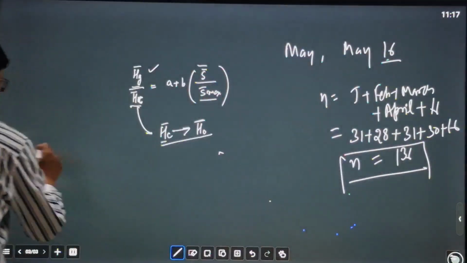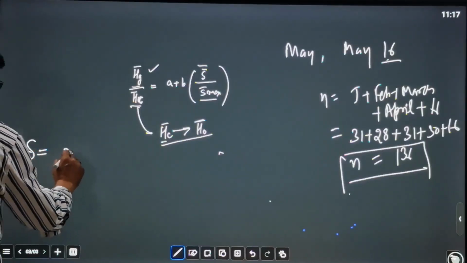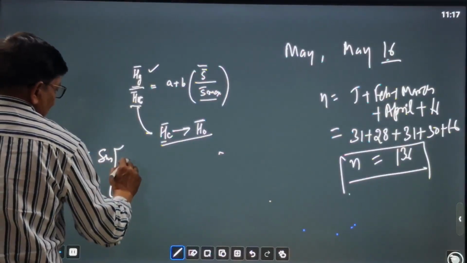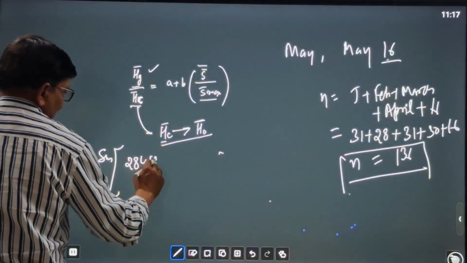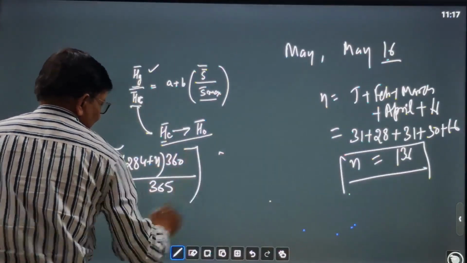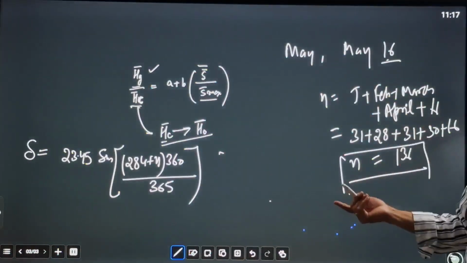Angle of declination is defined by using the formula delta equal to 23.45 sine (284 plus n) times 360 upon 365. By using this equation, you can find out declination, and n is always varying.